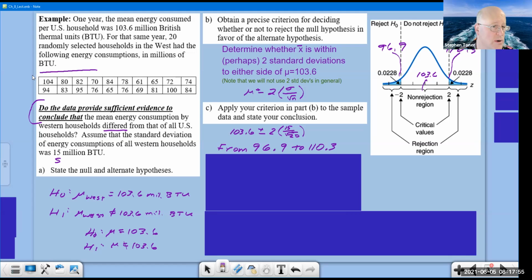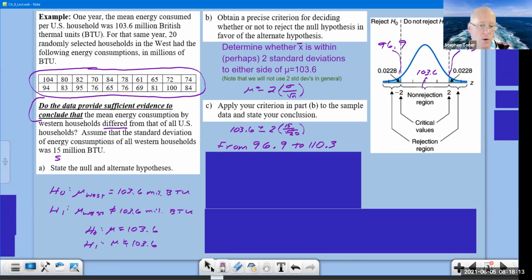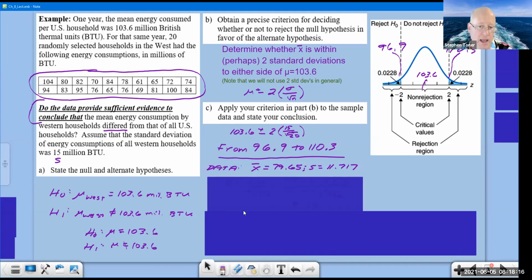Then what we're going to do is look at our sample mean from our data, and we're going to ask, is that going to be the test statistic that we're going to be looking at? Is it going to be in the central region, or will it be off in those rejection regions on the far left and on the far right? So now what we're going to do is the following. Let's take a look at our data. I'm going to tell you from this data set, the mean in the West was 79.65 million BTUs, with a standard deviation of 11.717.